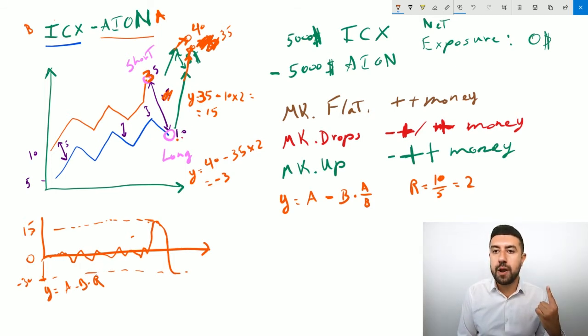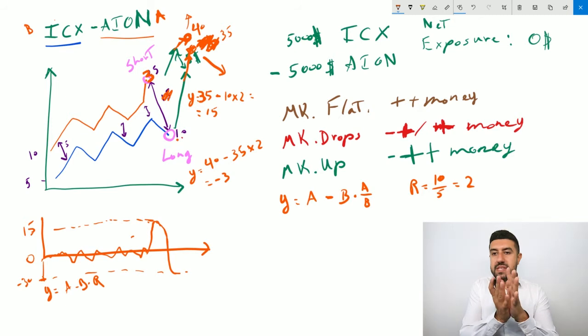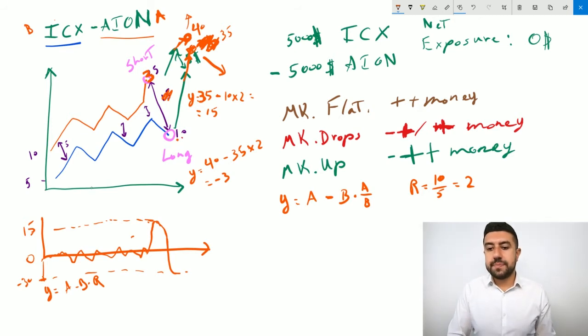And when you long the pair, what does that mean? That means you're longing the first currency, right? So I'm going to be buying Aeon and shorting ICX because I think either Aeon has to go up or ICX has to go down or both, but they need to diverge from each other.